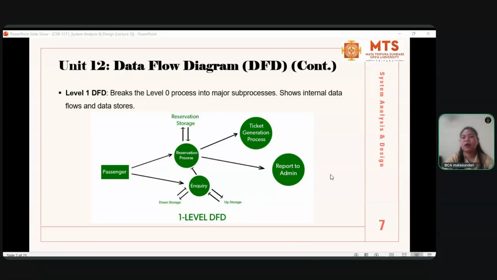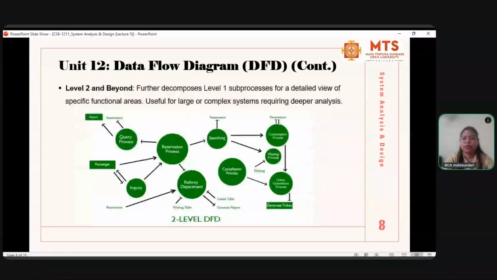Okay, this is how the level 1 DFD diagram shows internal data flows and data stores. Next, level 2 and beyond. Okay, it further decomposes level 1. It will decompose the level 1 sub-processes. More internal detail will come in level 2 and beyond, for a detailed view of specific functional areas. Okay, useful for large or complex systems requiring deeper analysis.